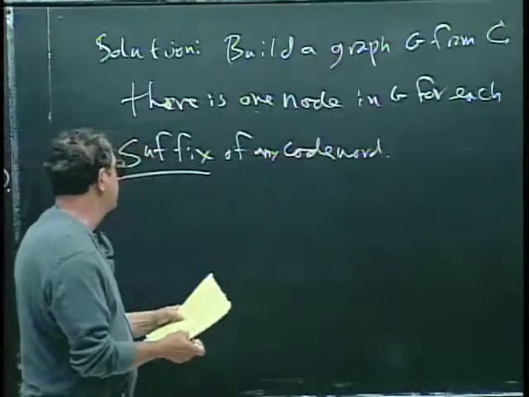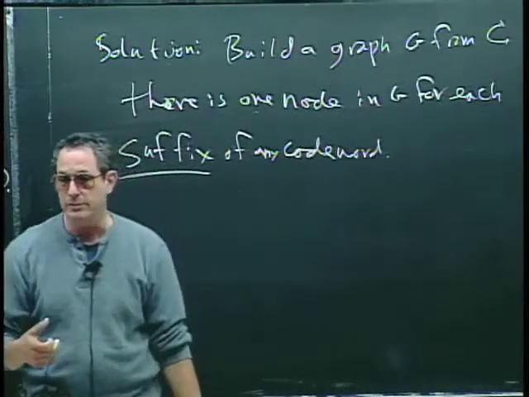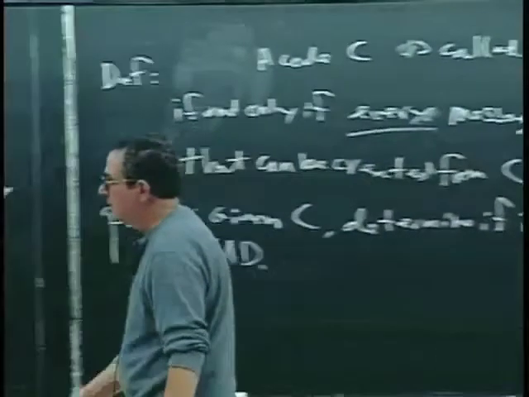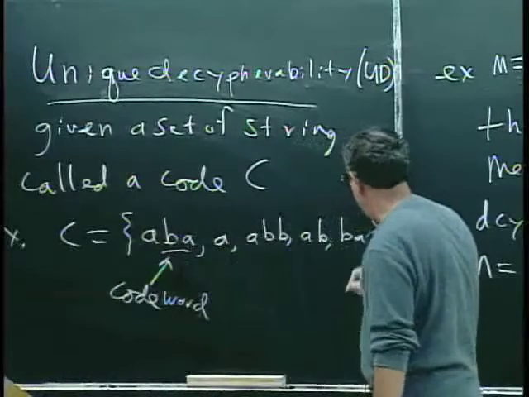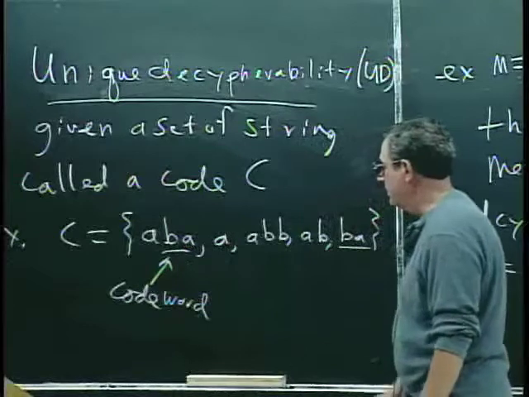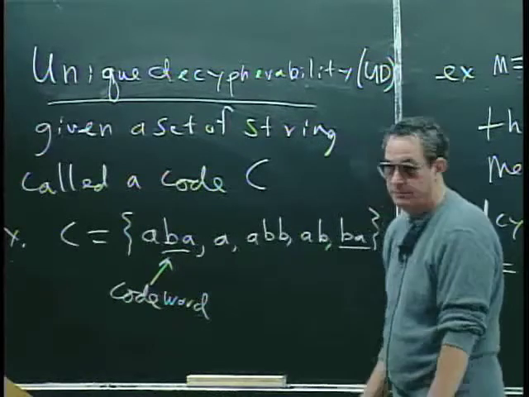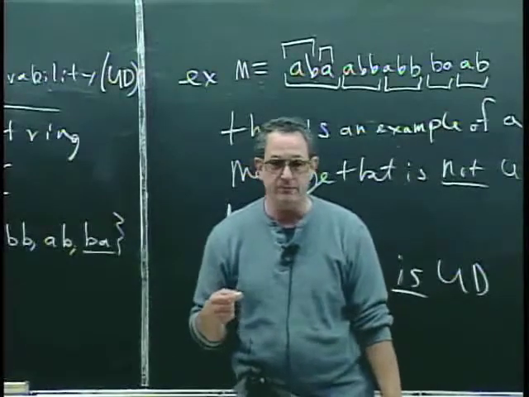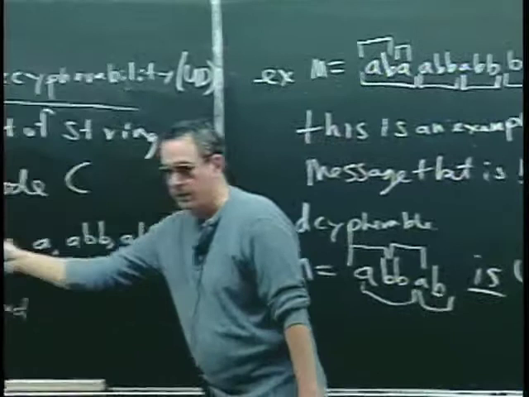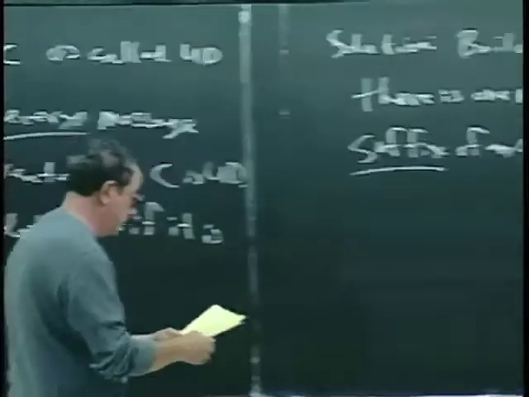Now, you could have the same suffix appear in two different code words. So for example, the suffix BA occurs here and occurs here. The suffix A occurs in this one, it's 3 times. Okay, but we're only going to have one node for each suffix, not for each suffix and the code word it comes from, just one node for each suffix that appears in any of the code words.